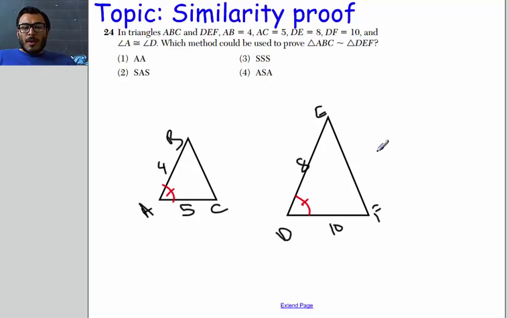So then it says, which method could be used to prove that these triangles are similar? Well, that would be the side angle side method. So the side angle side method in similarity is not the same as the side angle side method in congruency. The side angle side method in similarity says that if two sets of sides are proportional and the included angles are congruent, then those two triangles are similar. And that's what we have here. We have proportional sides and the included angle congruent. So it's side angle side.